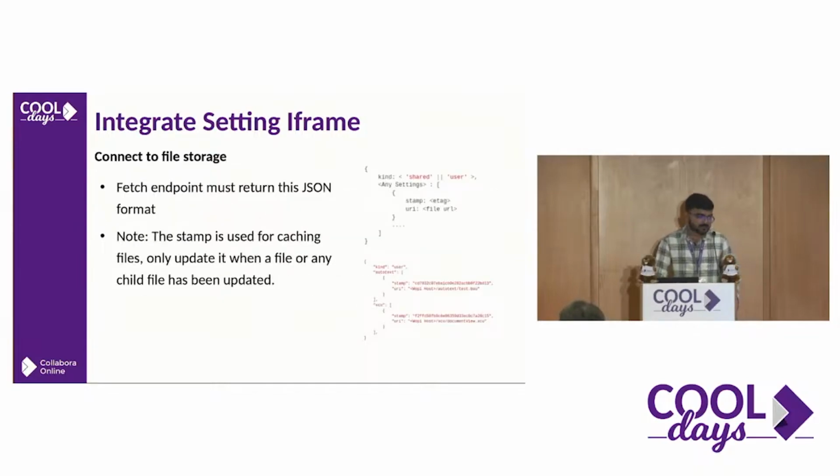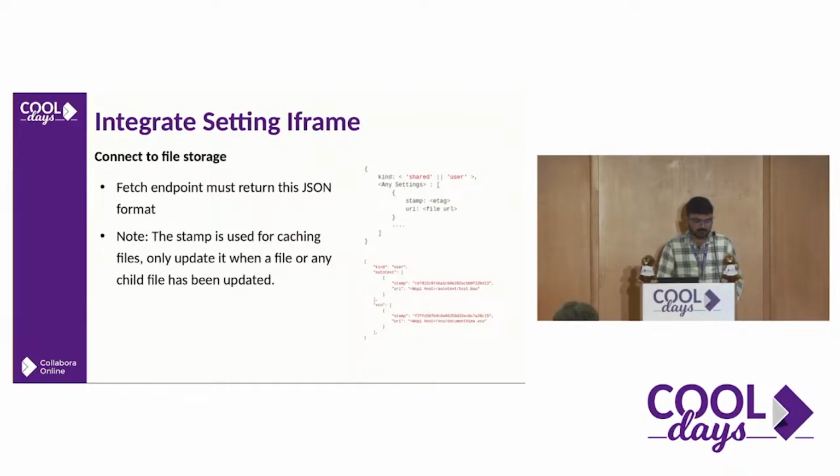So this is the response we expect from the fetch JSON. You can see in the first image the kinds: shared and user, which help us decide whether it is user or admin or shared. Then every setting has a field in that JSON, which has a stamp and a URI array. You can see autotext has a stamp and URI, which may have multiple entries and may be empty as well, but that's fine.